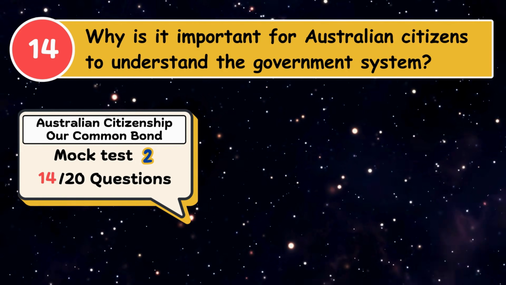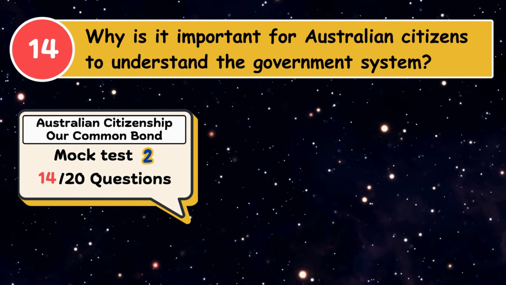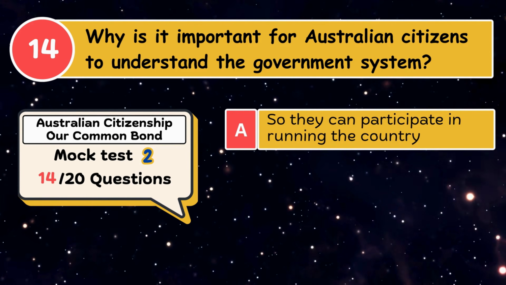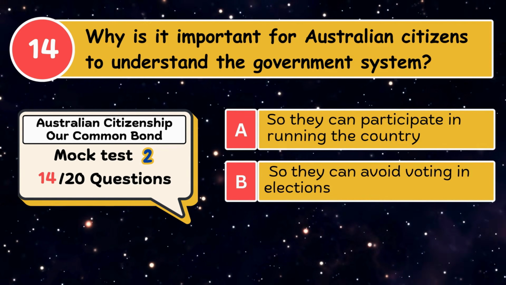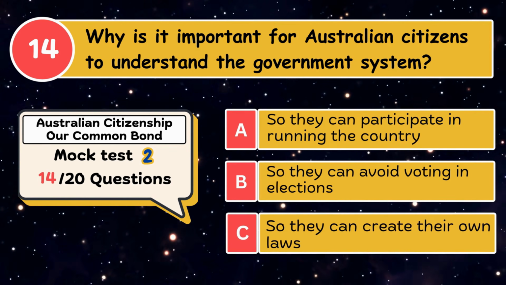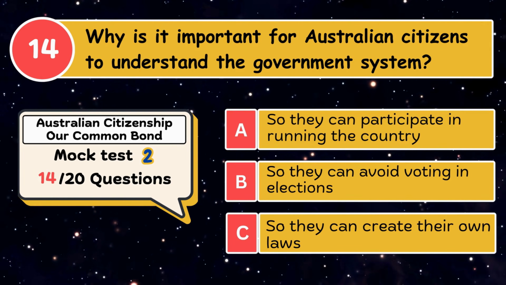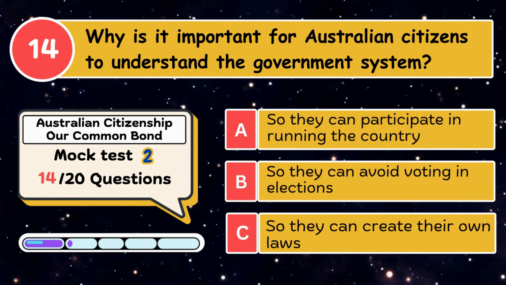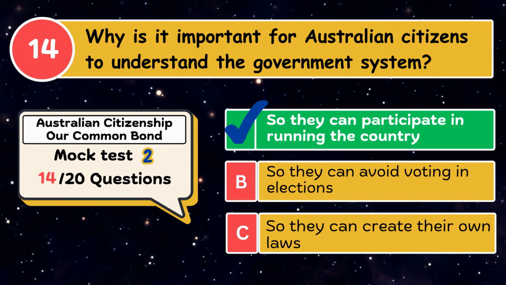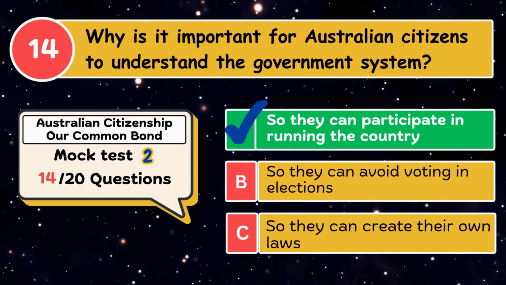Why is it important for Australian citizens to understand the government system? A. So they can participate in running the country. B. So they can avoid voting in elections. C. So they can create their own laws. The correct answer is so they can participate in running the country.